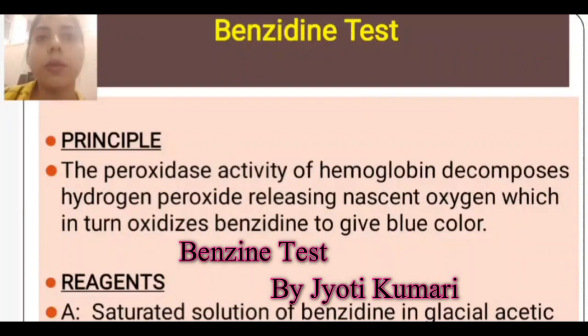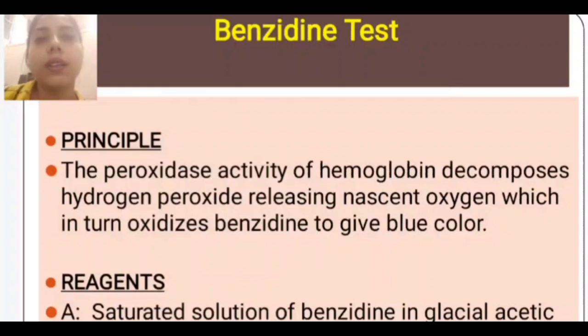Today's video is all about the benzidine test. This test is done to see the presence of RBC, the presence of blood and hemoglobin in the urine sample. The principle behind the benzidine test is that the peroxidase activity of hemoglobin decomposes hydrogen peroxide and releases nascent oxygen, which in turn oxidizes benzidine to give blue color. The reagent for the benzidine test is the saturated solution of benzidine in glacial acetic acid and hydrogen peroxide.